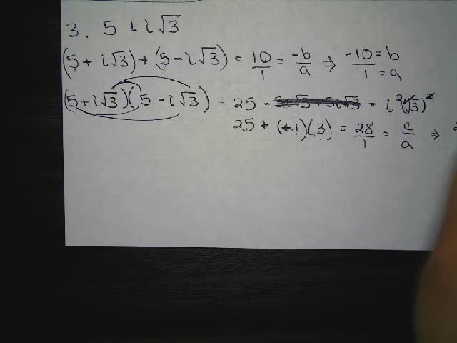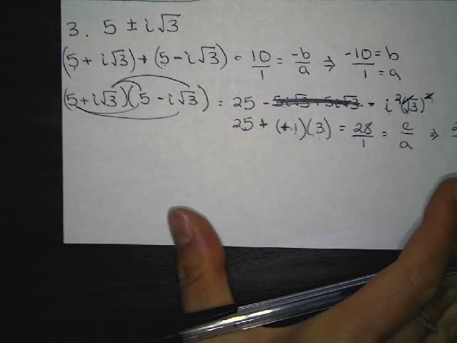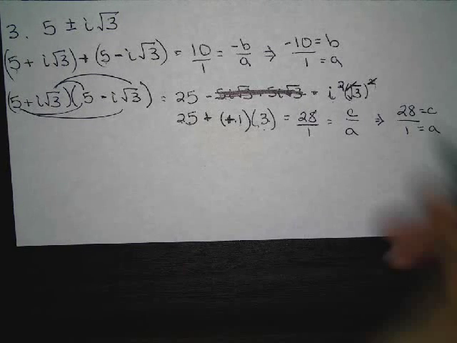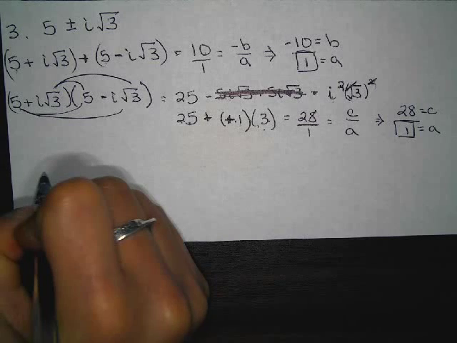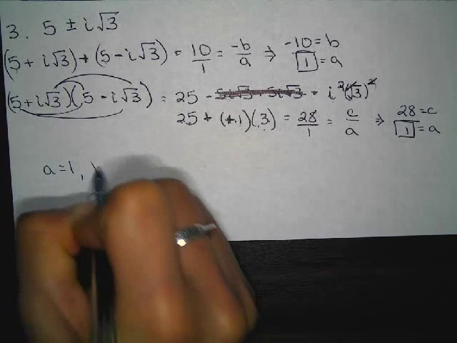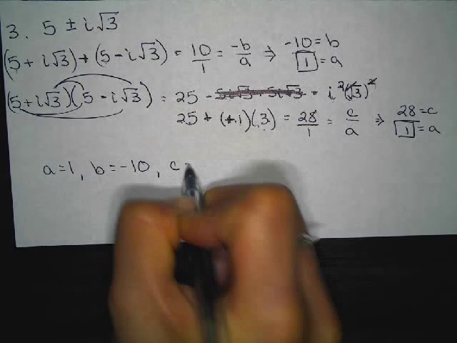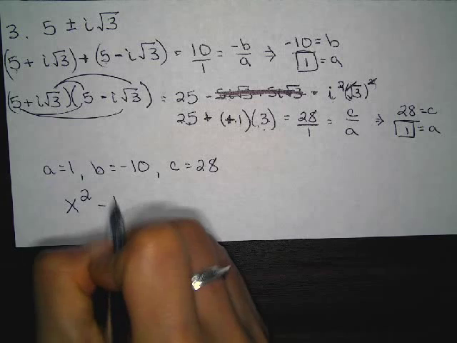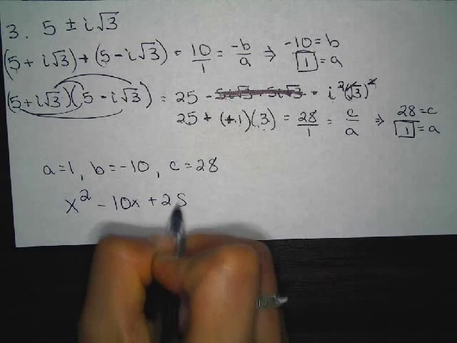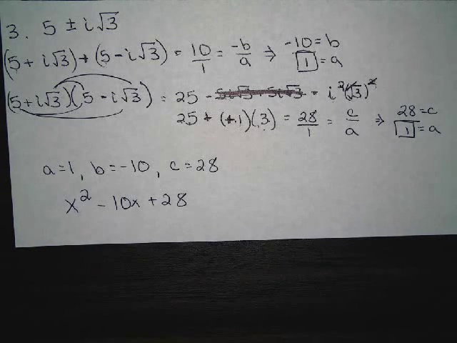So 28 is c and 1 is a. The next step is to make sure that our a value is the same. That's a 1 and that's a 1, so a is the same. So we have a is 1, b is negative 10, and c is 28. So our equation is x squared minus 10x plus 28. And of course, if you wanted to double check, you could just factor that, and you will see that you will get this root of 5 plus or minus i square root of 3.